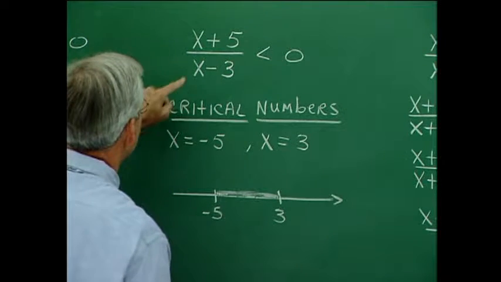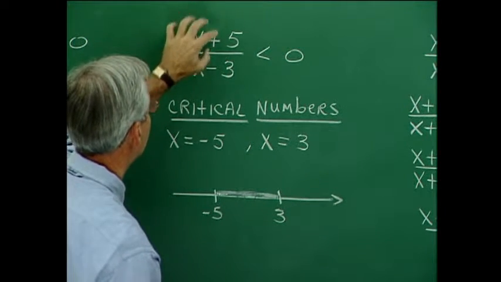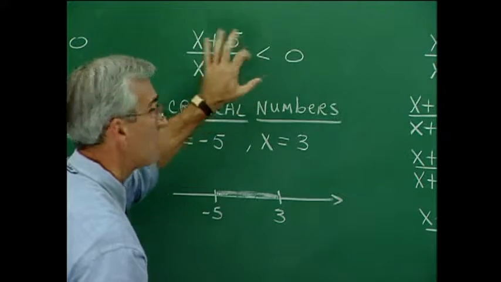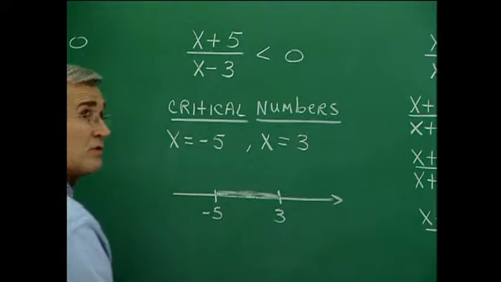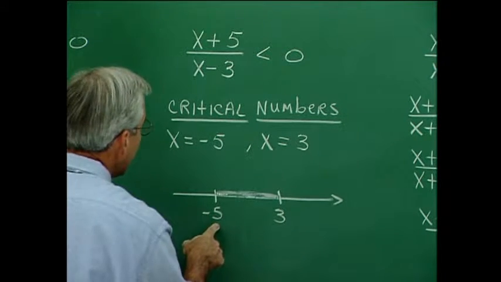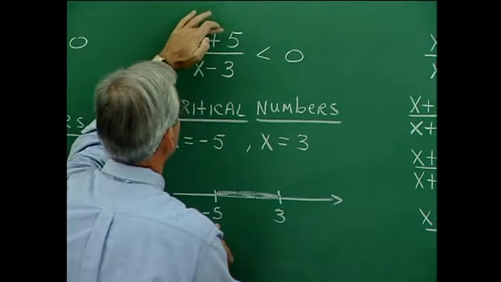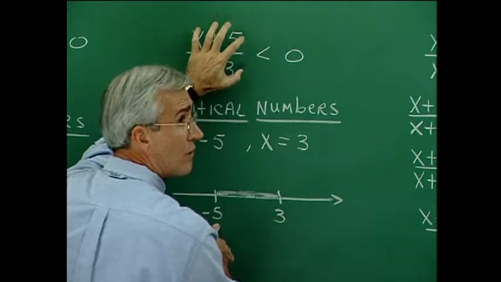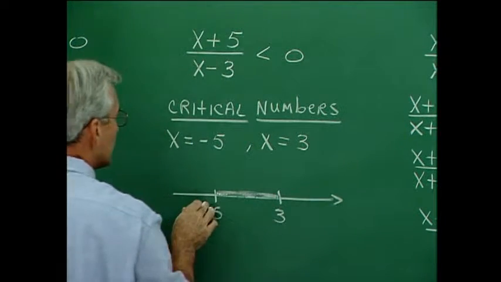Big negative numbers, big negative with -3, negative. Big negative with +5, negative. Negative over negative, positive. Positive less than 0, no, not a solution region. The critical values themselves, well, let's see. The -5 is the 0 of the numerator, so a 0 numerator means a 0 for the fraction, and 0 is less than 0, no, not a part of the solution region.